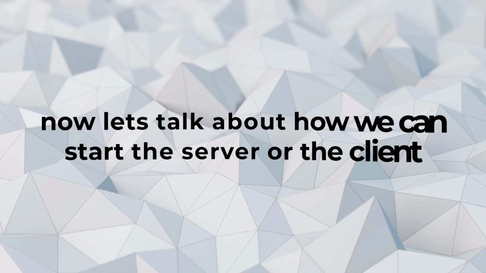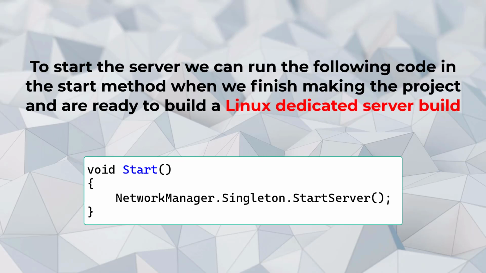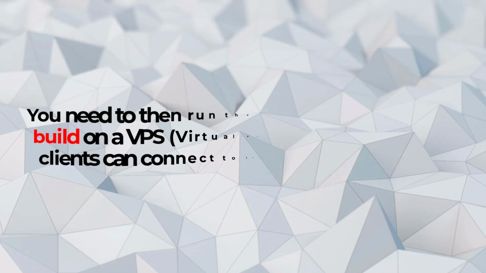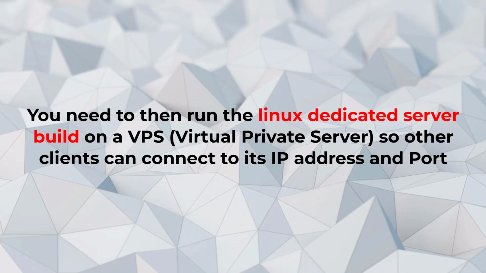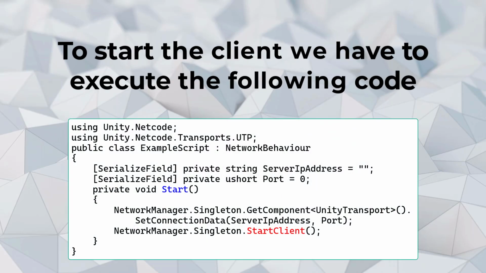Now let's talk about how we can start the server or the client. To start the server we can run the following code in the Start method when we finish making the project and are ready to build a Linux dedicated server build. You need to then run the Linux dedicated server build on a VPS so other clients can connect to its IP address and port. To start the client we have to execute the following code.